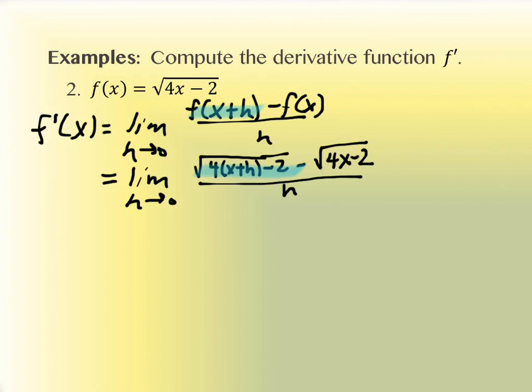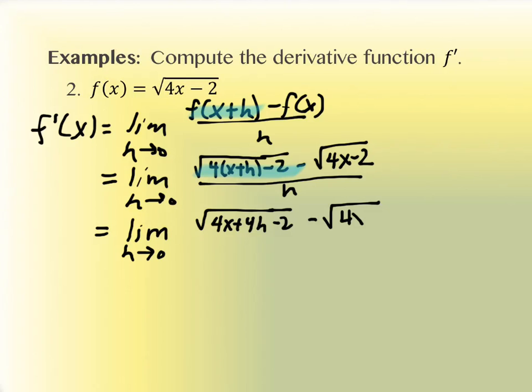Now, I'm going to do one simplification step right here before I do the conjugate, just because it looks a little bit messy with the parentheses underneath that radical. So we're going to write this as 4x plus 4h minus 2, all underneath the radical. Be careful with your radicals so that I can tell what's under and what's not. And then the 4x minus 2 on the other one.